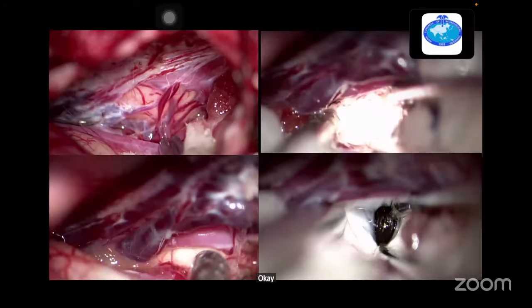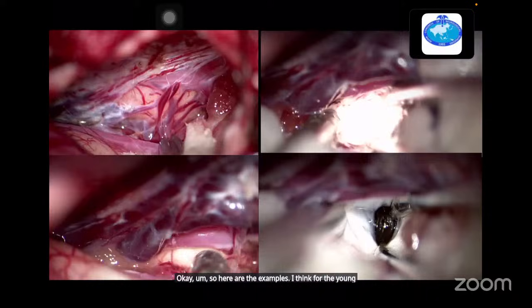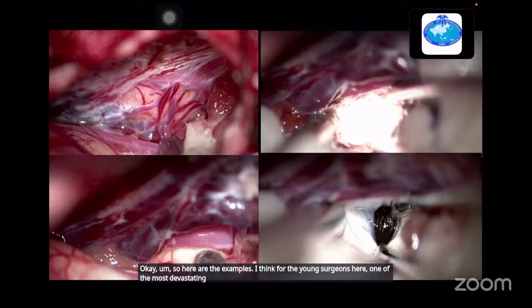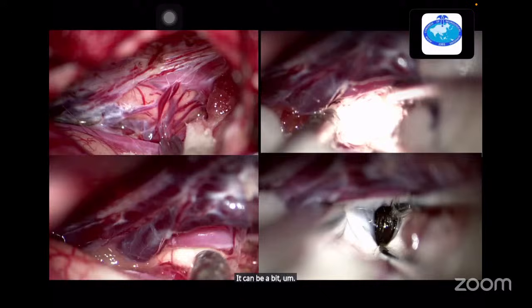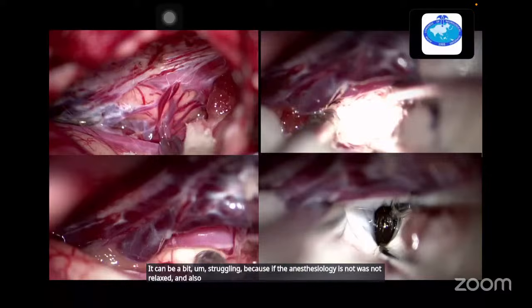Okay, so here are the examples. I think for the young surgeons here, one of the most devastating moments is usually in the first couple of minutes, because trying to separate the fissure can be a bit of a struggle if the anesthesiology was not relaxed, and also if it's high ICP, then it will be very hard to dissect.